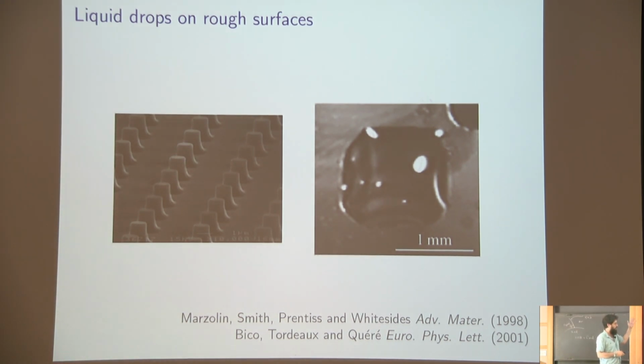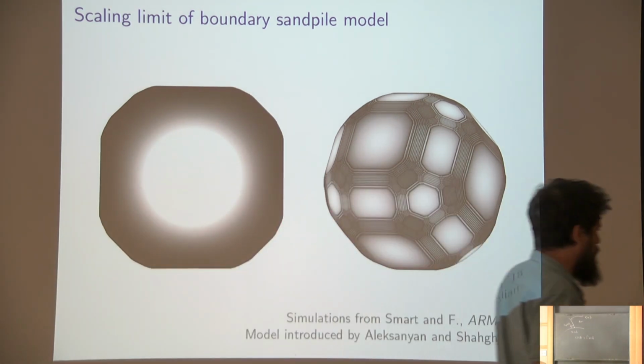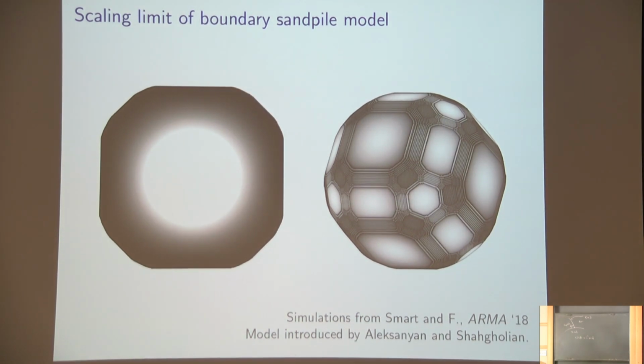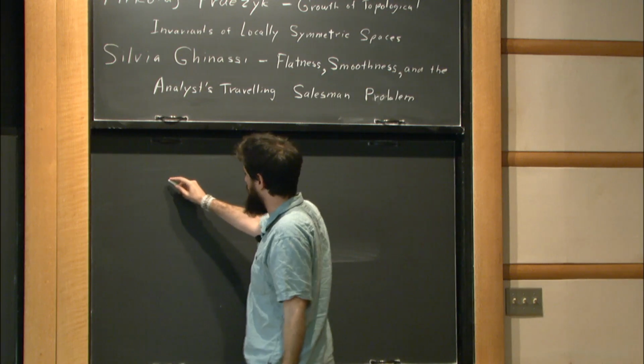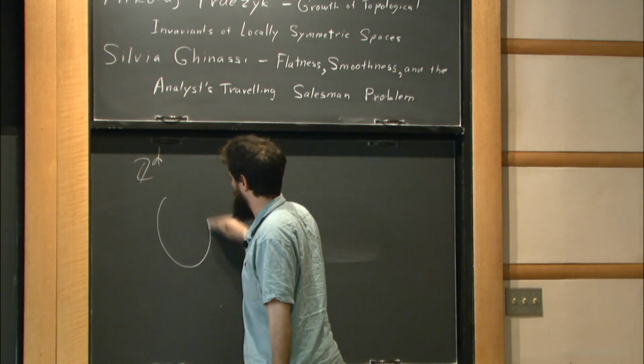Okay, so that's one sort of problem. So here are some pictures that are coming from a different origin. These pictures are coming from something called the boundary sandpile model. I'll write something about that over here. Try to describe it very briefly. So basically, it's an evolution of subsets of the lattice. So I'm just going to write down something very specific.